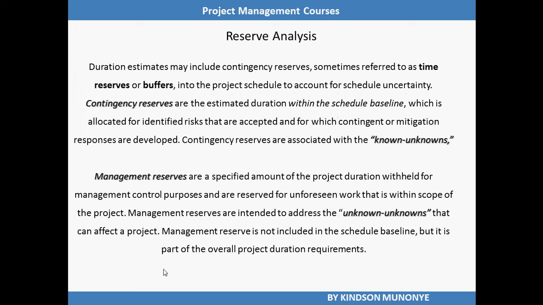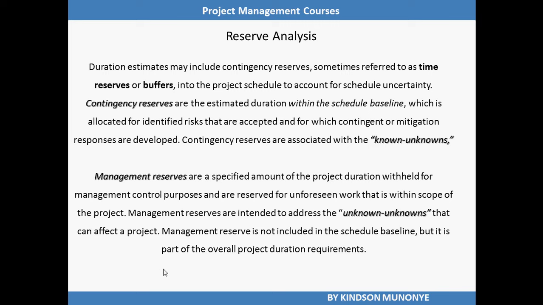Reserve analysis. We need to pay careful attention to the topic of reserve analysis. Now, duration estimates may include contingency reserves, sometimes referred to as time reserves or buffers, in the project schedule to account for schedule uncertainty. What it means is that after making an estimate, you want to also add a reserve in case of uncertainties. And now we have two types of reserve. We have contingency reserves and management reserve.